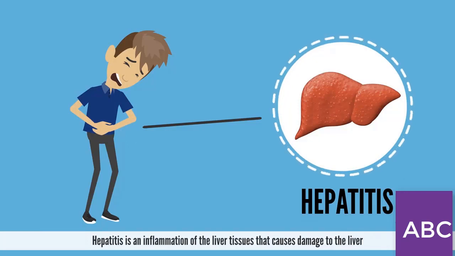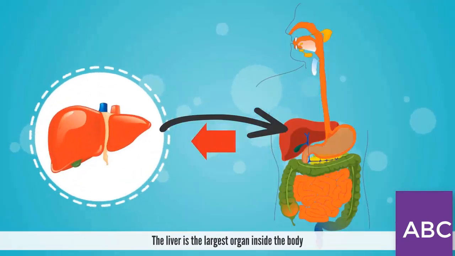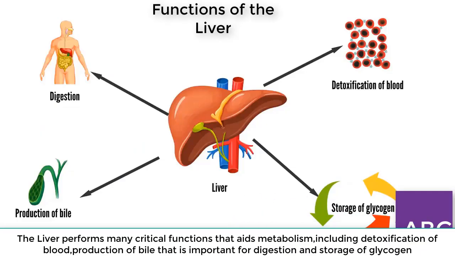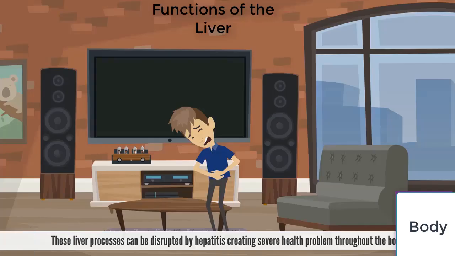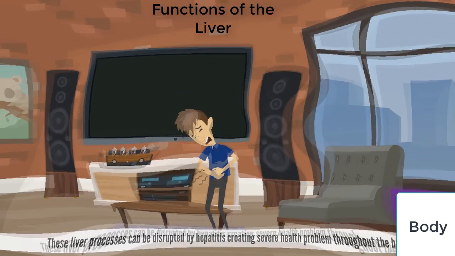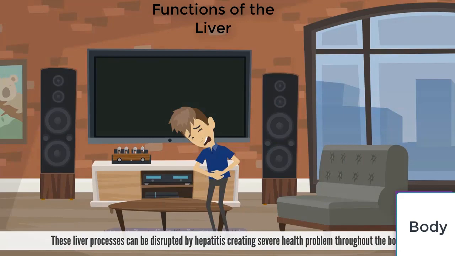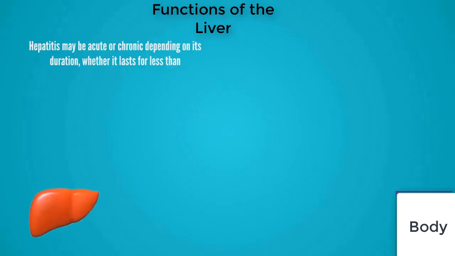Hepatitis is an inflammation of the liver tissues that causes damage to the liver, and the liver is the largest organ inside the human body. As a matter of fact, the liver performs many critical functions that aid metabolism, including detoxification of blood, production of bile that is important for digestion, and storage of glycogen. These natural liver processes can be disrupted by hepatitis, creating severe health problems throughout the body.